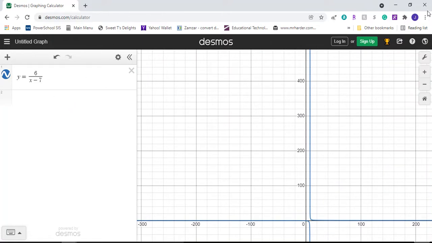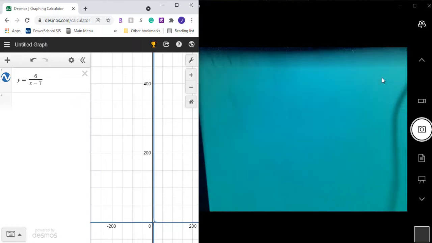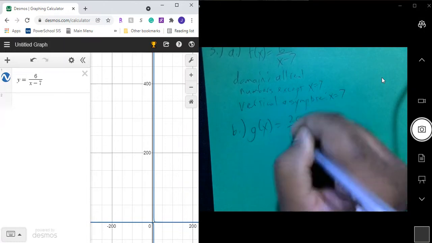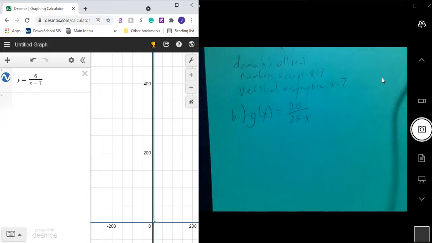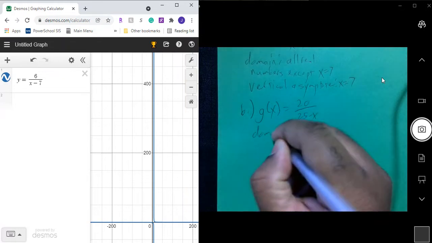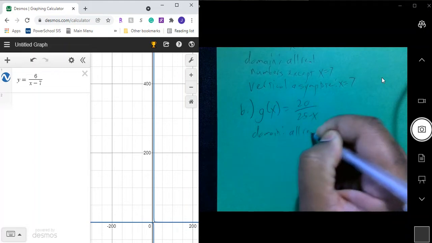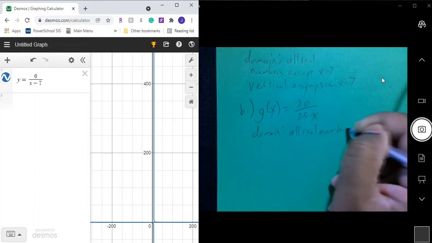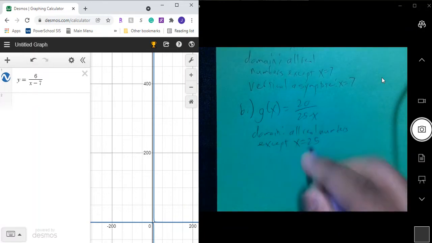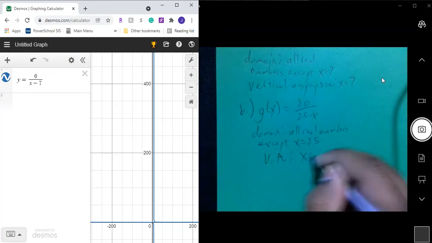Okay, so now we go here to B. We have g of x is equal to 20 over 25 minus x. And then it's basically the same thing here. We're trying to find values that would not, as far as the domain, make this denominator 0. So the domain is all real numbers except x equals 25. And your vertical asymptote is x equals 25.